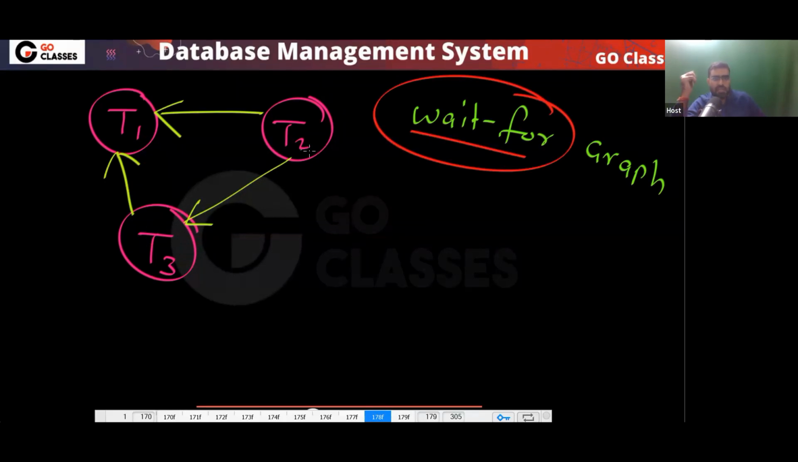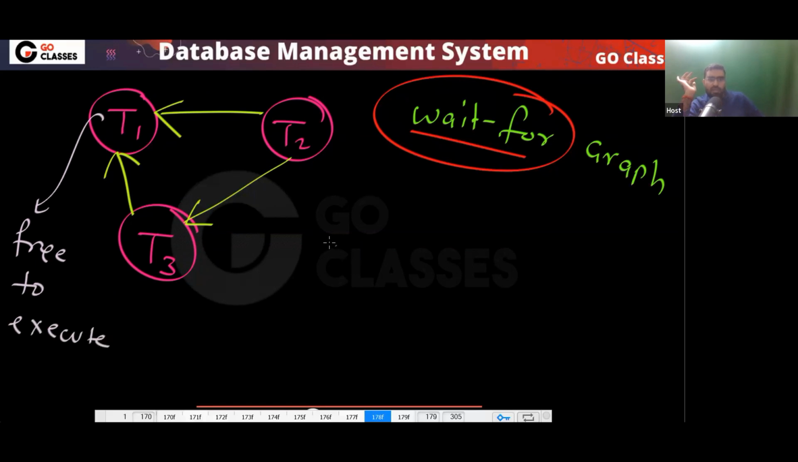You can see that T2 is waiting for T3 and T2 is waiting for T1. But notice T1 is not waiting for anyone, right? T2 cannot be executed because it is waiting for T1 and T3. T3 cannot be executed because T3 is waiting for T1. But T1 is free to execute. Yes or no?